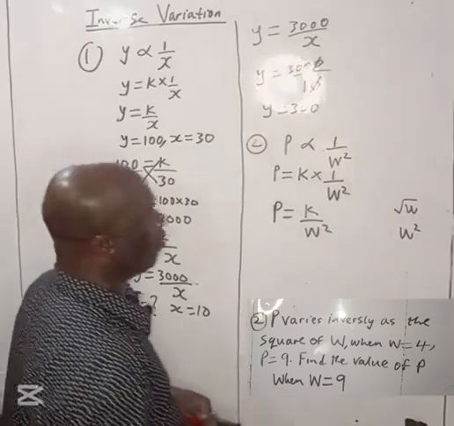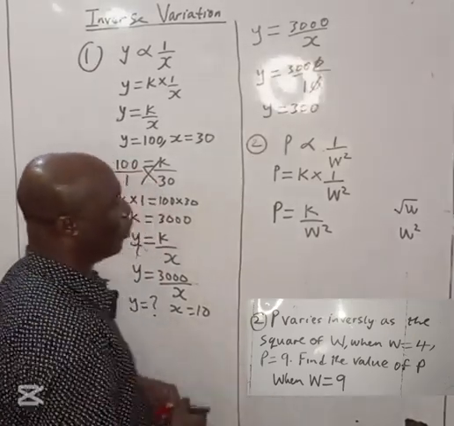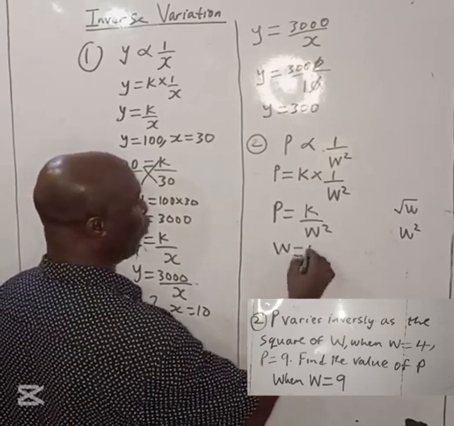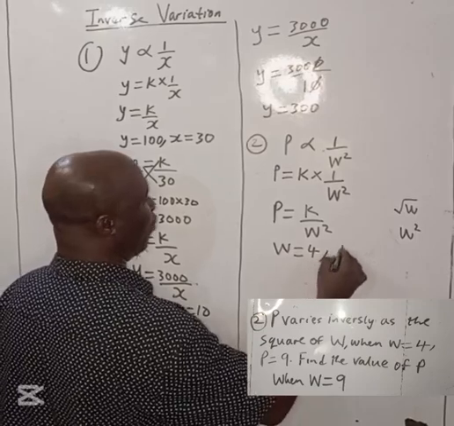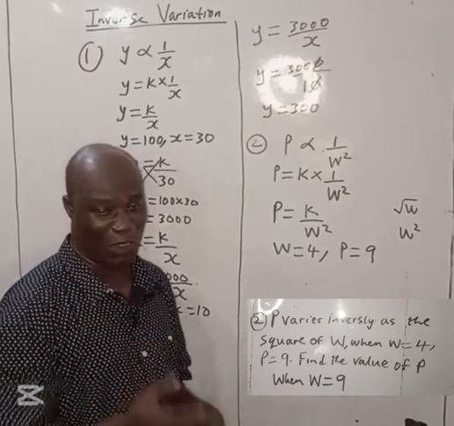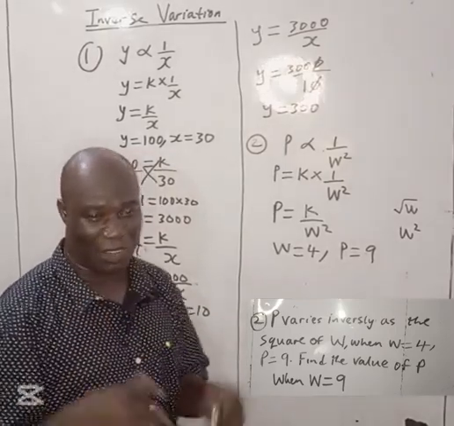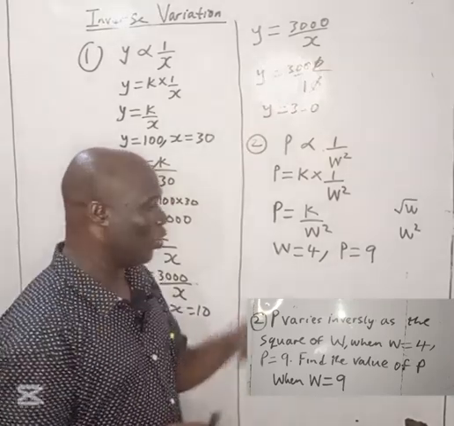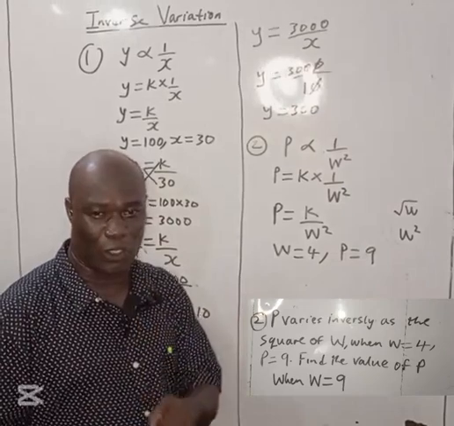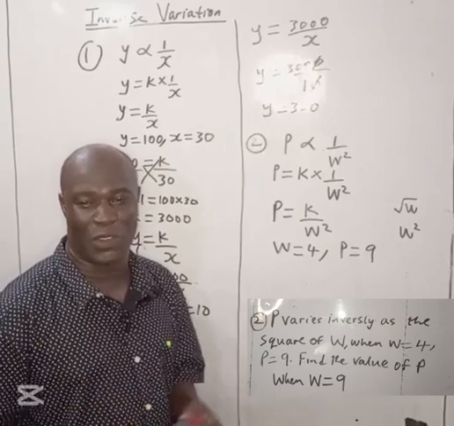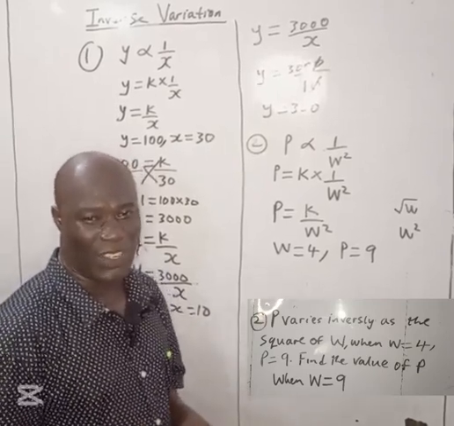Good. From here now, you can see that you've been given the value for your w to be 4 and the value for your p to be 9. I know you are thinking that I should be able to solve it, but let me pause here so that you can have something to do. But don't forget that I told you that you should solve it and drop your answer in the comment section so that we can tell you whether you are right or wrong.